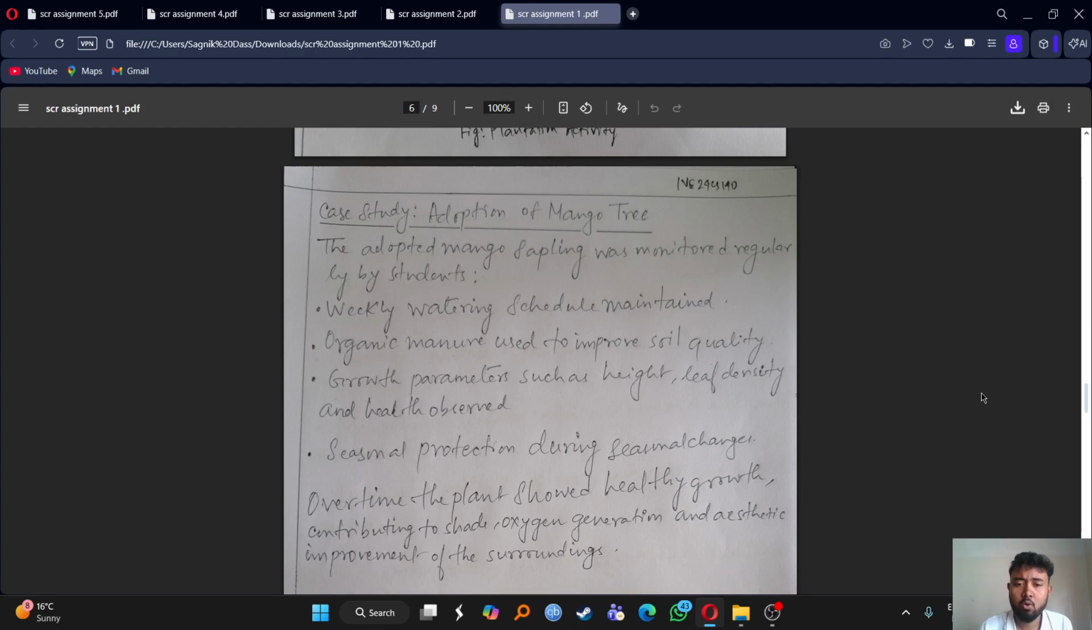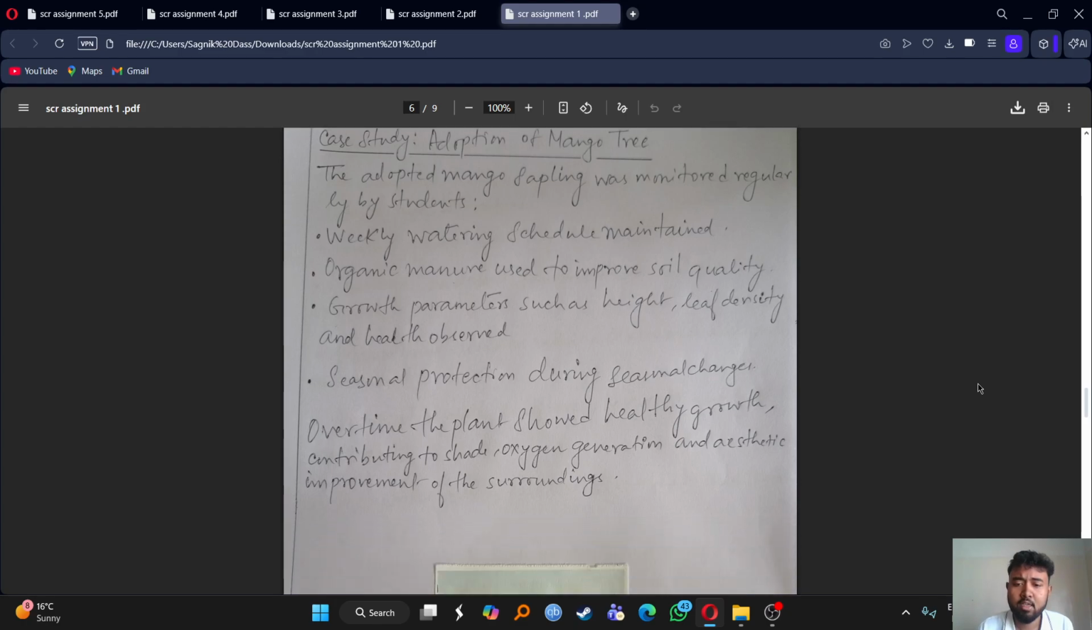Then the case study, where all the topics have been discussed. For weekly scheduling, since I planted this plant around 2 months ago, from then every day I used to water the plant, and I initially used proper organic manure in the soil. Then growth parameters such as height, leaf density, and health were observed. Daily I used to check that insects or other things did not hamper the growth. Then for seasonal protection, I used nets to protect the plant from seasonal changes.